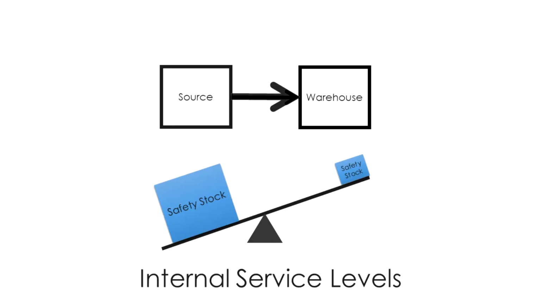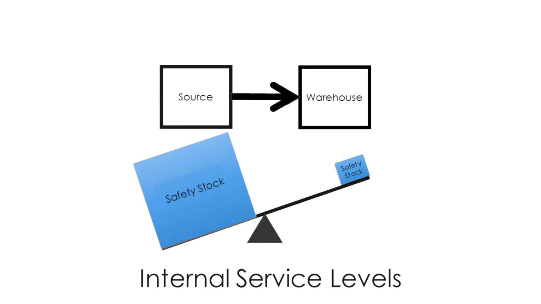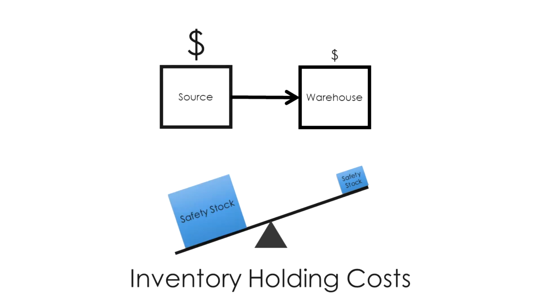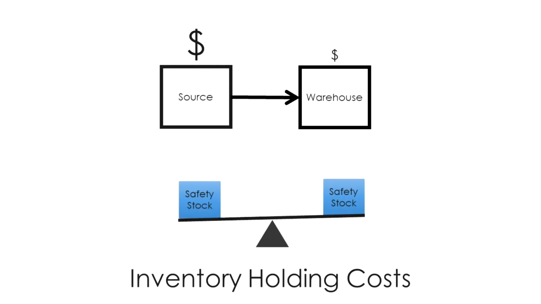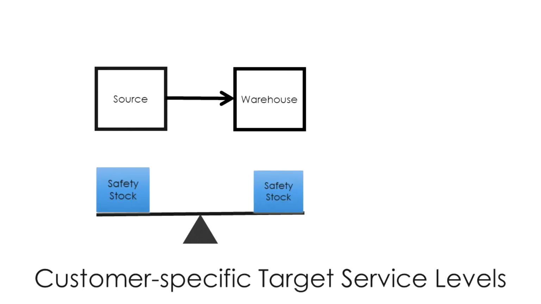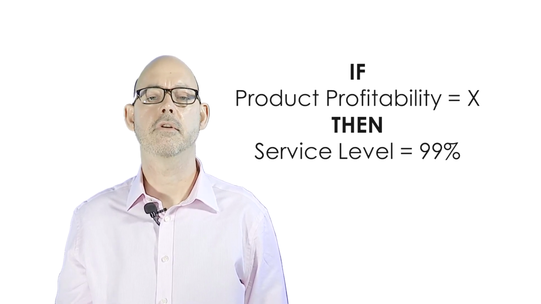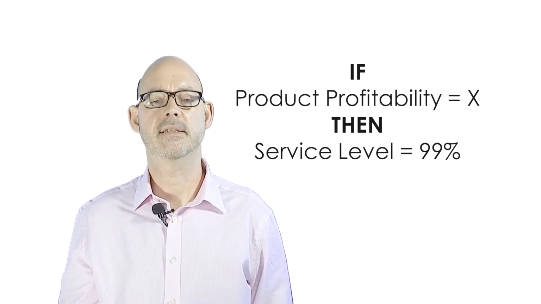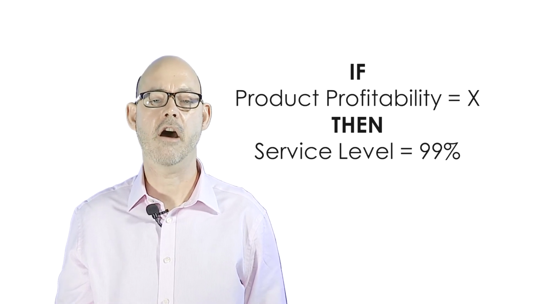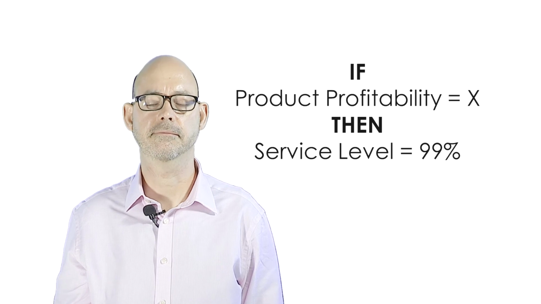You can manually control internal service levels. You can make one location more expensive to hold inventory than another. You can follow a lower target service level for one group of customers over another. Although this control can go down to as low a level as you want, you also can make rules so that general guidelines are followed. For example, you may decide to dynamically set your service levels based on how profitable a product is.